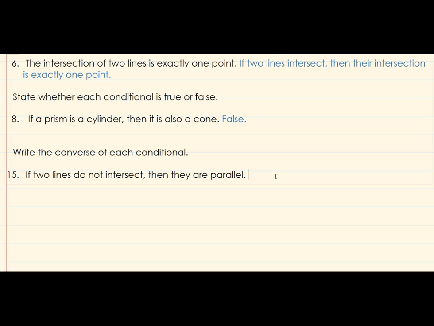Let's take a look at one more homework problem. This is problem number 15. The instructions are to write the converse of the conditional. So if two lines do not intersect, then they are parallel. So with the converse, if two lines are parallel, then they do not intersect.